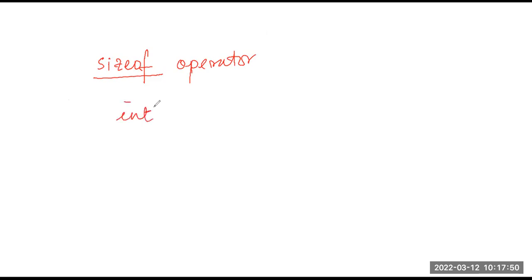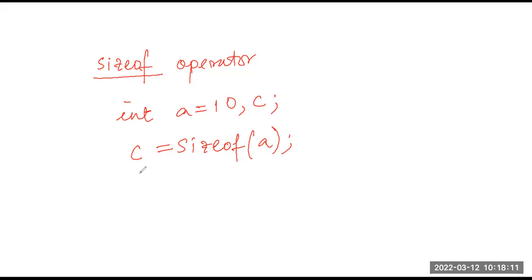Suppose I have taken int a is equal to 10. Fine. I am using sizeof a, and the value I will get, suppose I am saving it in c. So when I print c, it will give me value 2. 2 bytes. For integer, it will have 2 bytes. So it will return me 2. So this is the way the sizeof operator is used. Fine.